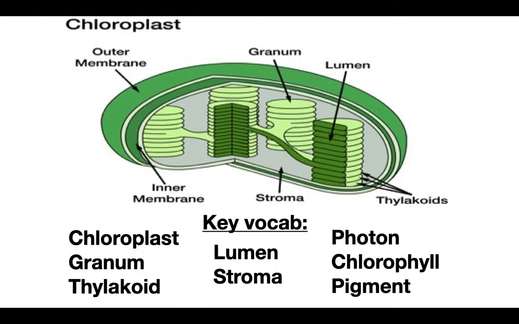So let's talk about this key vocabulary. I'm going to go down column by column. In the first column, the first word is chloroplast. The chloroplast is the organelle itself where photosynthesis happens. It's composed of all of these other subpieces. A granum is a stack of thin discs made out of membrane. Each disc is called a thylakoid. So that's our first column. The second column, the lumen is the liquid inside the thylakoid, and the stroma is the liquid outside the thylakoid but still inside the chloroplast.